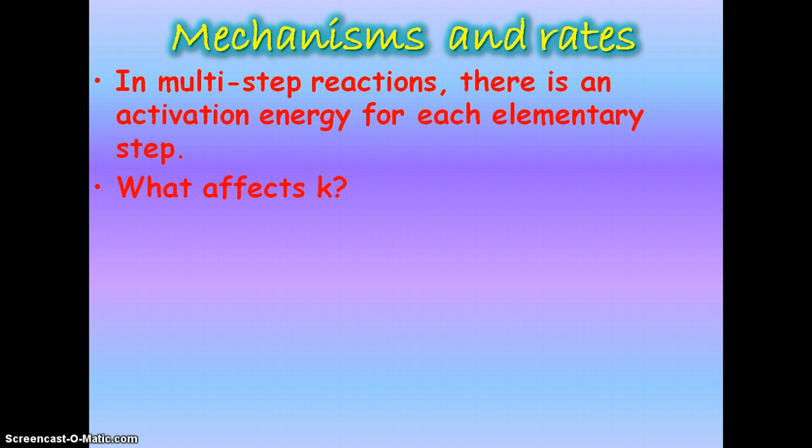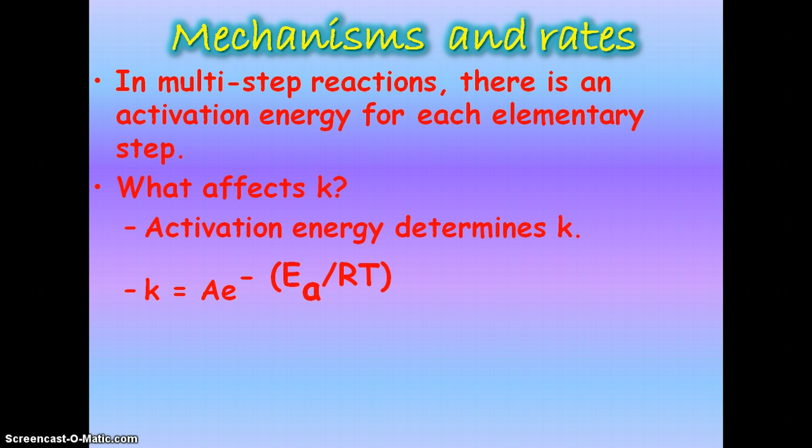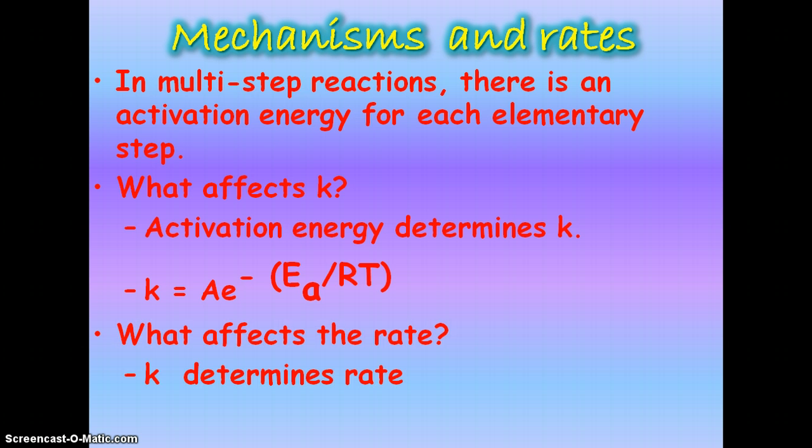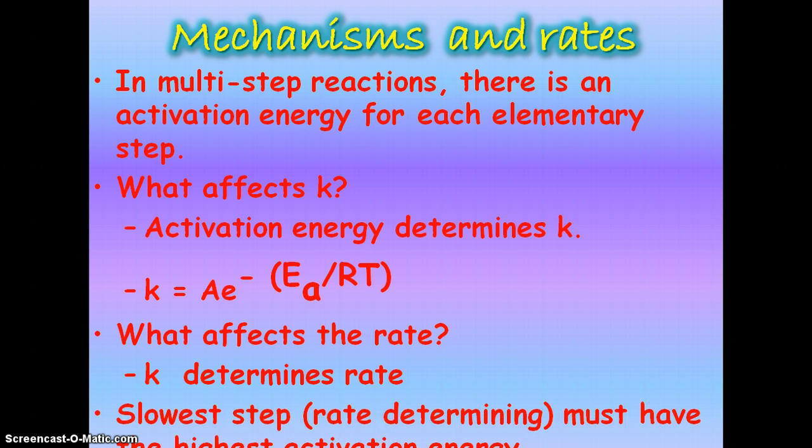All right, so there's always going to be an activation energy for each elementary step. And we know that the activation energy is what determines K. So the activation energy affects K via the Arrhenius equation. Okay, well, K affects the rate. So activation energy determines K, and then K determines our rate. So it's really all based on the activation energy here.